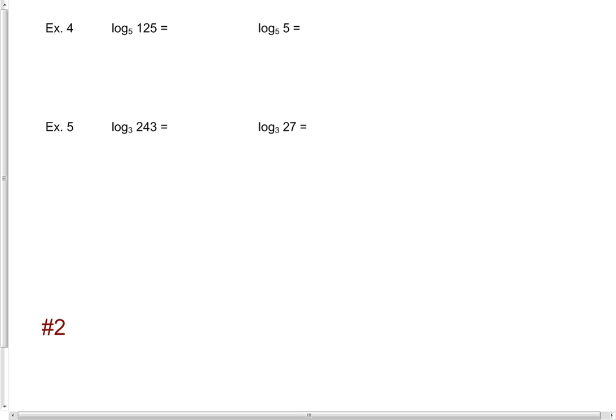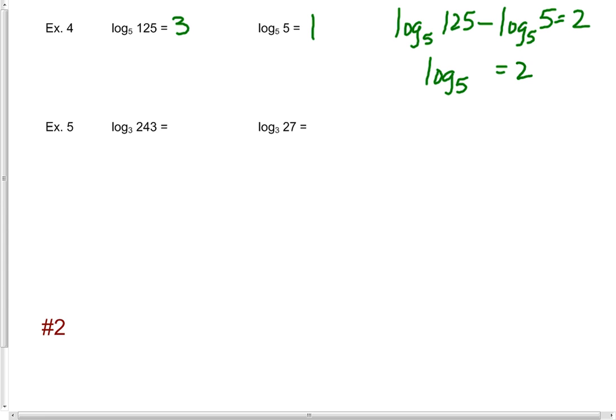Second rule. Log base 5 of 125. Well, we already did that. Log base 5 of 125 is 3. And log base 5 of 5 is 1. And if we were to do subtraction, 3 take away 1 is 2. So if I were to subtract those two, log base 5 of what number is equal to 2? Because I know where I'm going with this thing. 5 squared is 25.